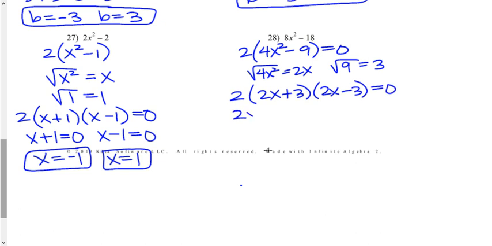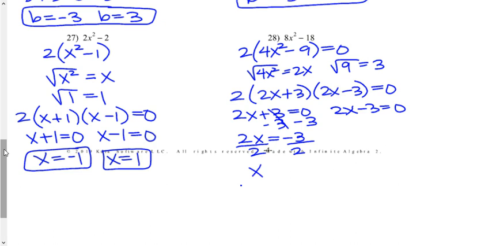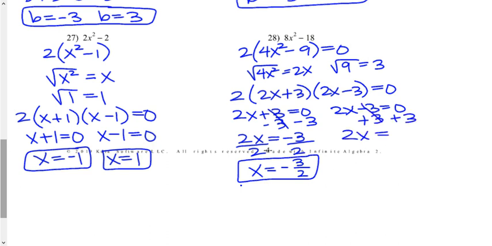All right, now I just have to solve. 2x plus 3 equals 0, and 2x minus 3 equals 0. Using my basic solving skills here, divide by 2, and I get x equals 3 over 2. So I get positive 3 over 2 and negative 3 over 2.